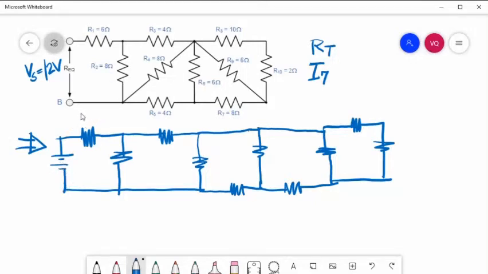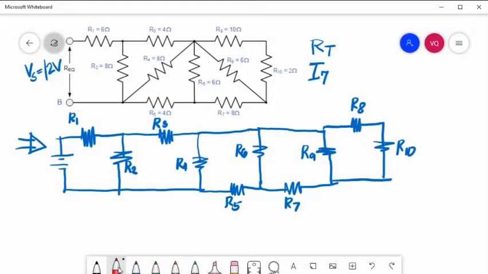So R1, R2, R3, R4, R5, R6, 7, 9, 8, and 10. Okay.